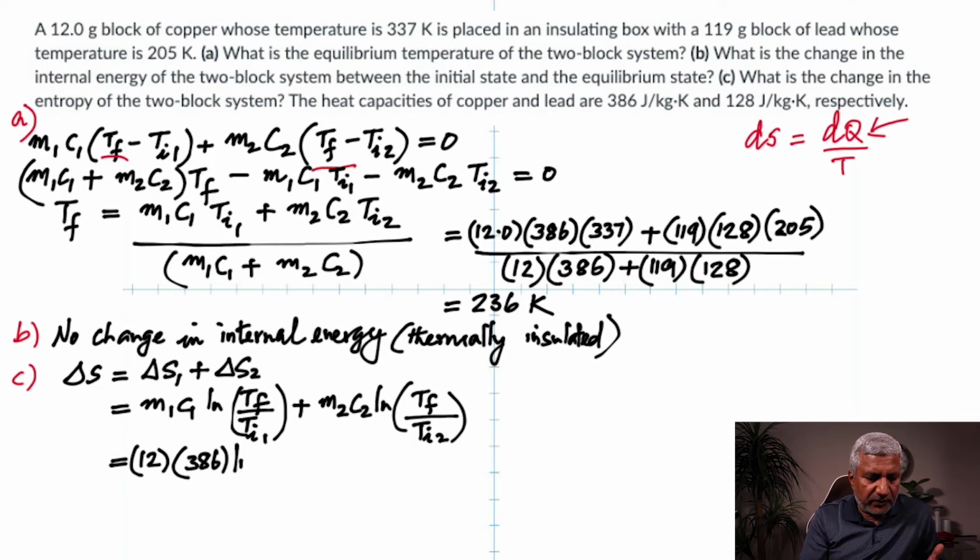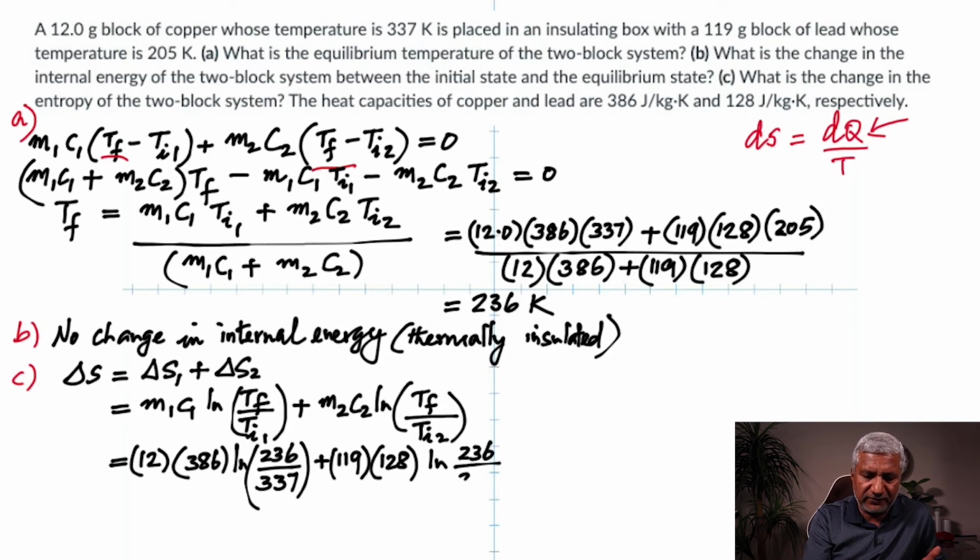So here are the numbers. I'm still using grams. Okay, change in entropy for the first one plus the change in entropy of the second. You may not see the positive and negative yet, but does anybody see the positive and the negative?